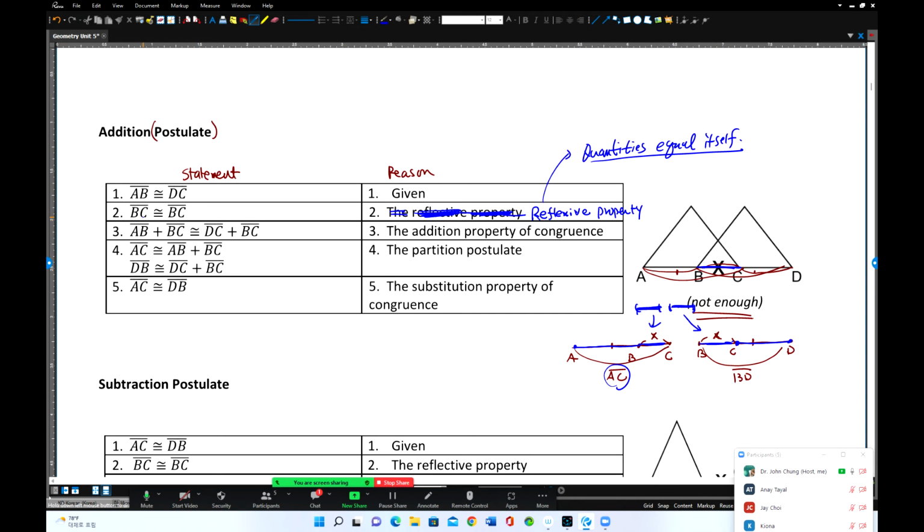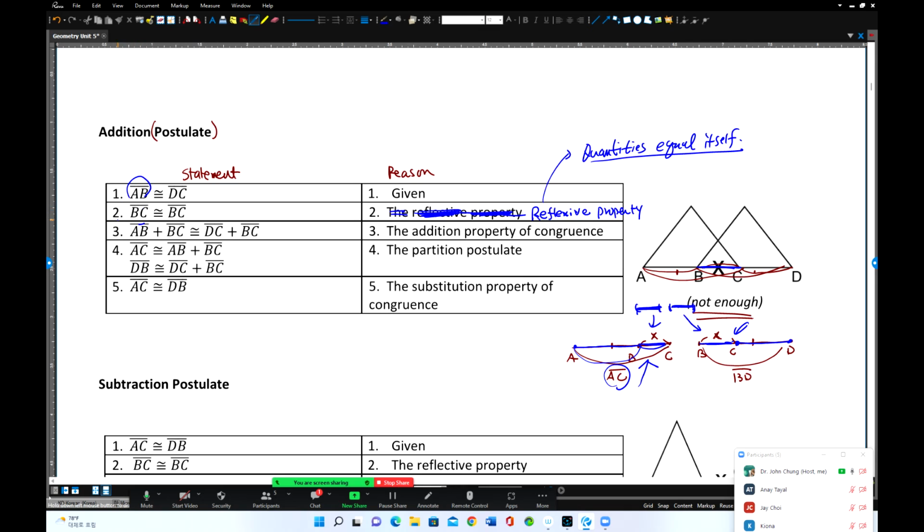This BC belongs to here. The other BC belongs to over here. Okay, same length. We're going to attach this one to the other two lengths. That's why we need this one. This is reflexive. Now we're going to add this one. AB plus BC over here, right? AB plus BC, okay, that's the line segment.